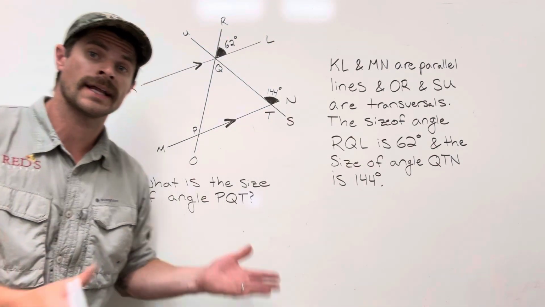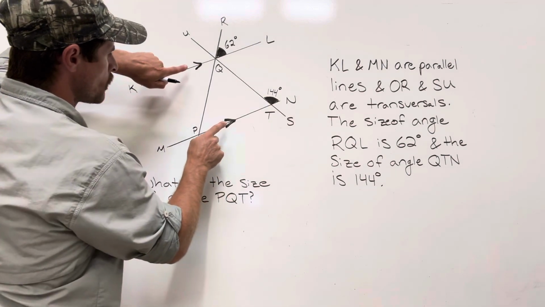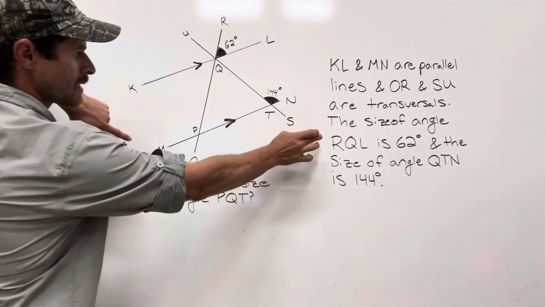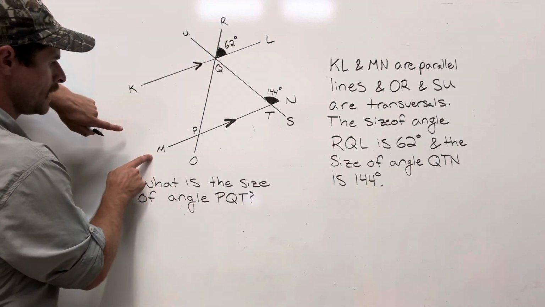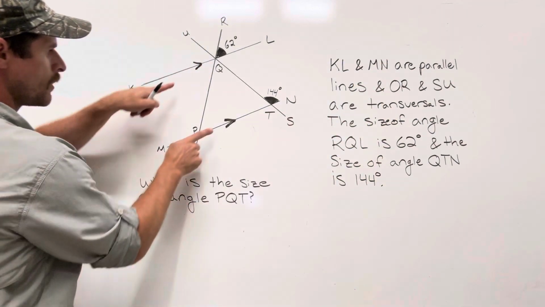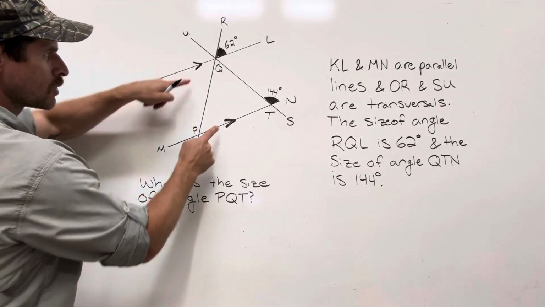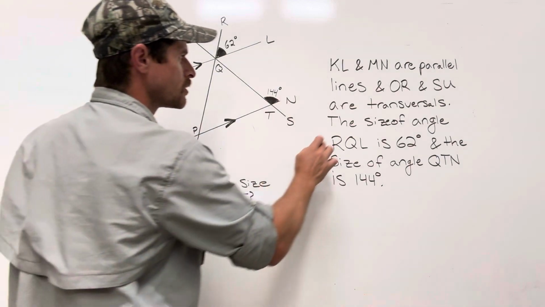All right, in this problem, we're looking at this diagram right here. We've got a couple of markings. So first and foremost, we know that these lines here are parallel. It's going to tell us over here in the words that line KL and line MN, those are parallel lines. That's the first thing they tell us. Those arrows indicate that they are. So if you're in a geometry class, those arrows are going to tell you those lines are parallel. They're never going to intersect.